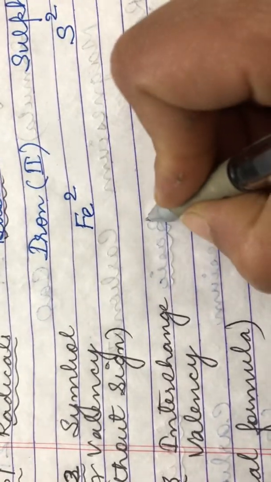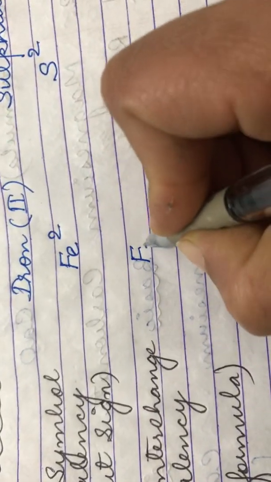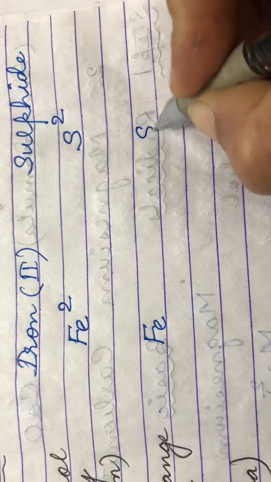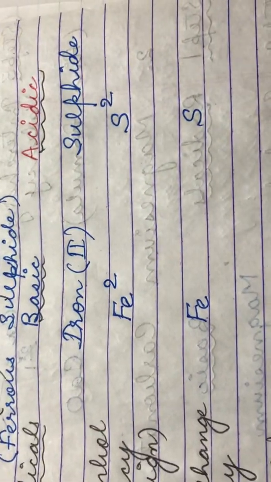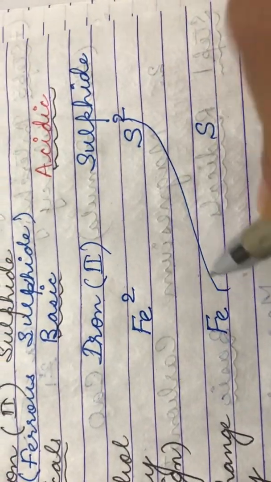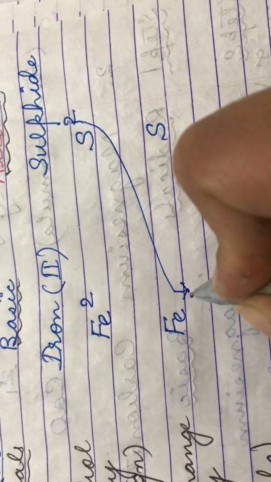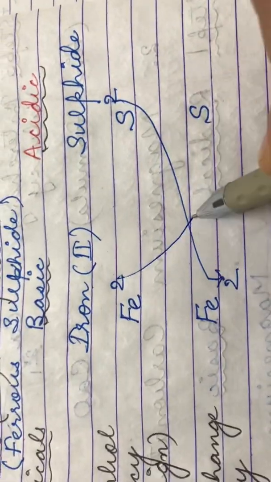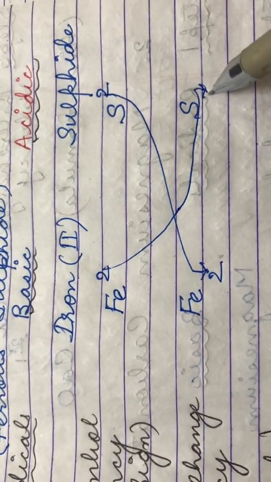In the third step, we interchange the valency. To show the interchange, we write Fe as it is. We write S as it is. Now to show the interchange, this 2 which was the superscript comes down here in the subscript. This 2 which was in the superscript comes down here in the subscript.